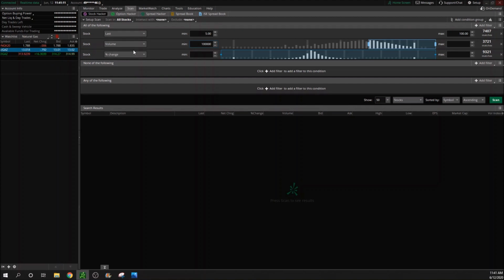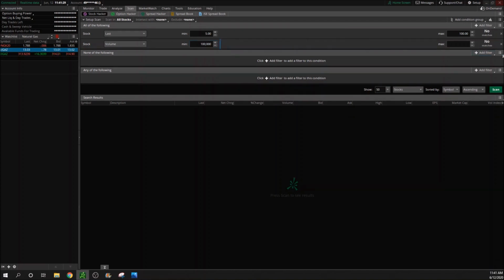So the higher the volume is, the easier it is to buy and sell the stock. So we want to focus on stocks that have a pretty high volume. Depending on how many results we get, we might make this a little bit smaller, but for now I'm just going to start there. All right, this third stock I'm not going to use. I'm going to delete it.